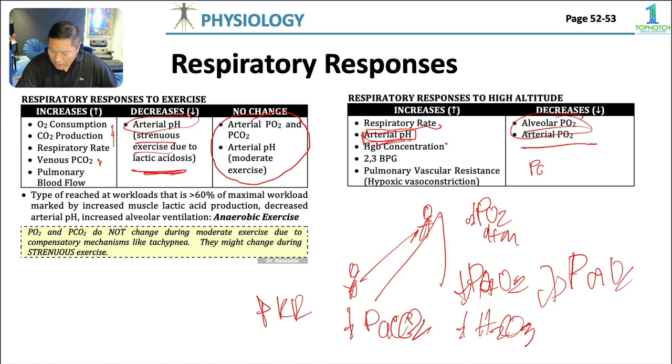Okay? Hemoglobin concentration, 2,3 BPG, will increase as a response. Okay, you want an increase in your red blood cells. Okay, and you will also have increased pulmonary vascular resistance because of the constriction ng pulmonary arterioles in response to hypoxia in the lungs. Okay, so these are the respiratory responses to exercise and high altitude.